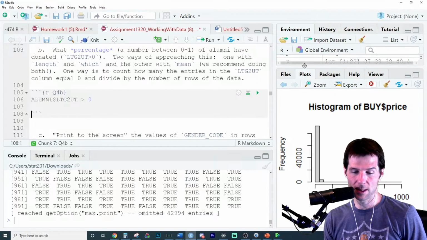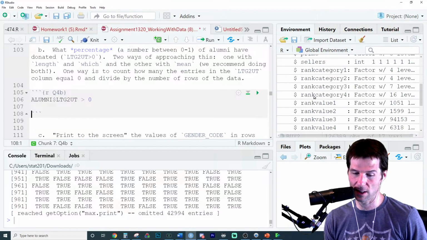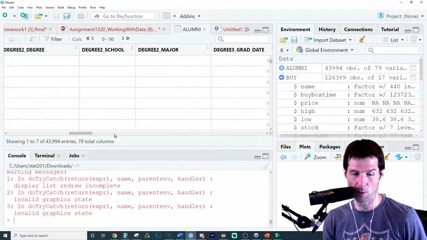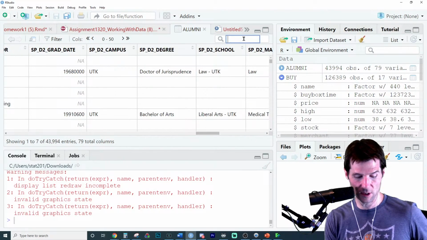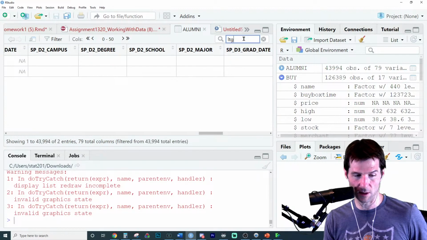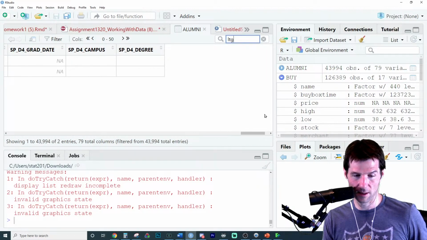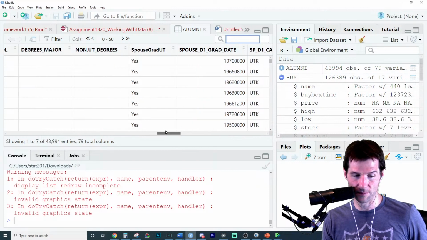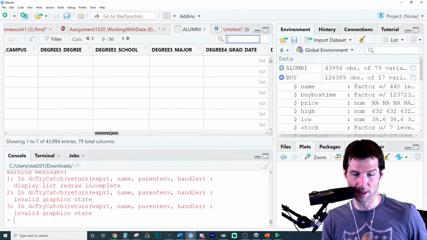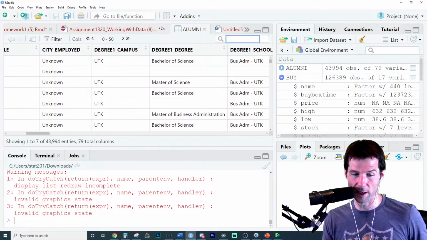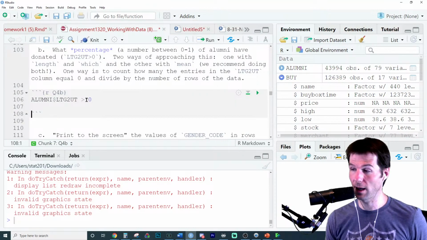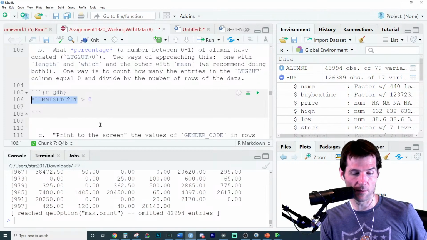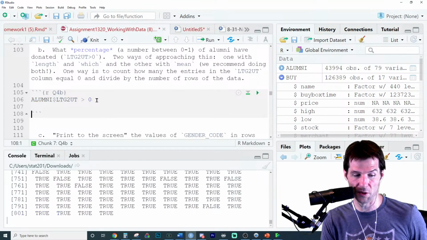Like in this data frame right here, which looks just like an Excel spreadsheet. All we're looking at is somebody's lifetime gift to UT. We're finding the rows right there, looking at their lifetime gift to UT. Is it greater than 0? So we're just finding that out right here. Here's all their lifetime gifts. You can see we're just going to find out true or false: they have donated more than 0.